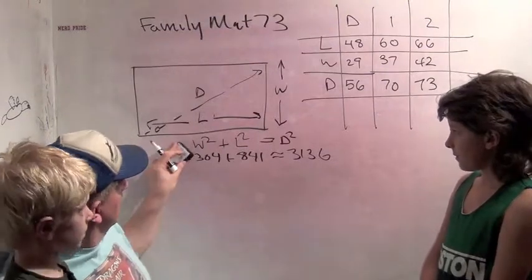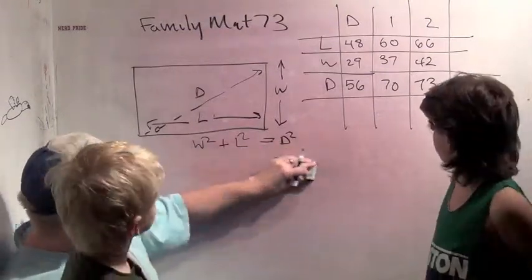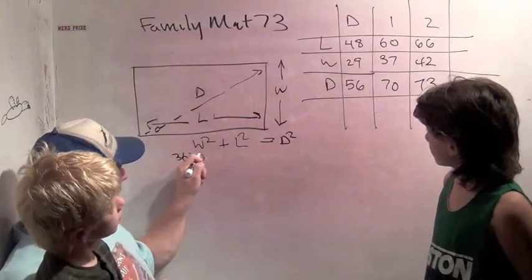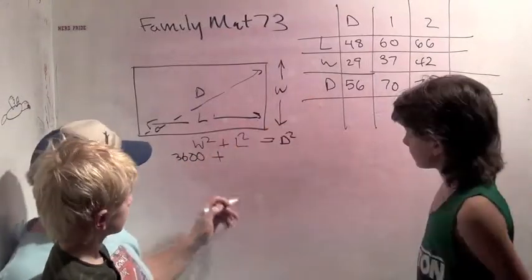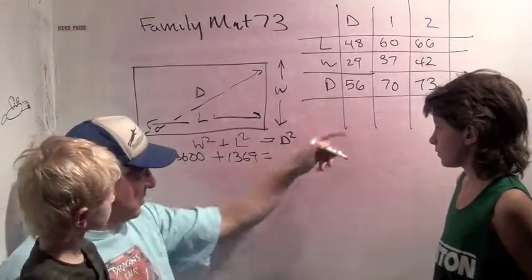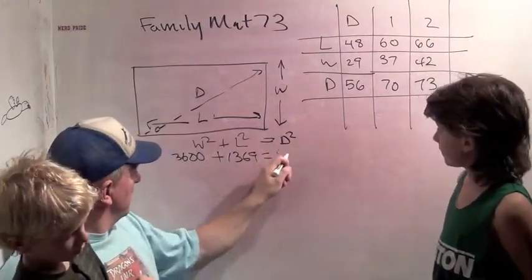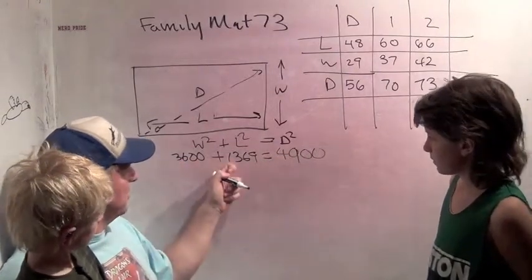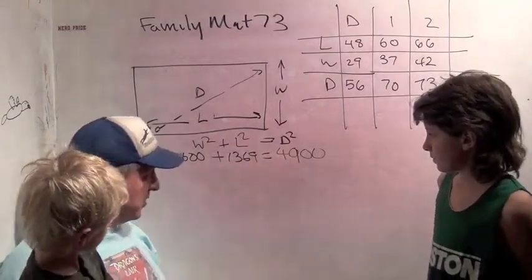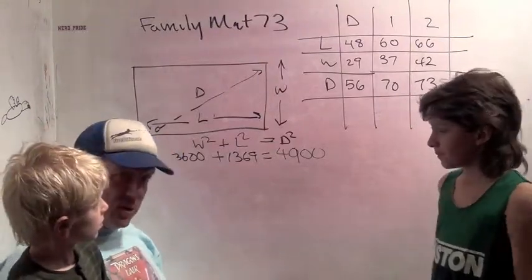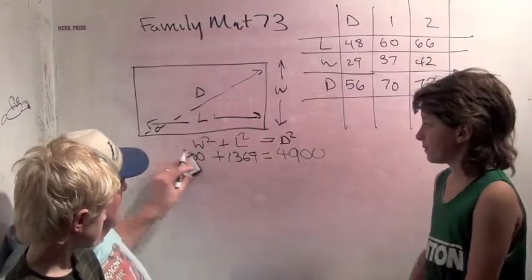Now let's check your steps. You had 60 squared, which is 3,600, plus the length squared, 37 squared, which we calculated as 1,369. But you know what 70 squared is, right? That's 4,900. Is 3,600 plus 1,369 very close to 4,900? It's only 69 off. That's actually pretty good, right? Good job.